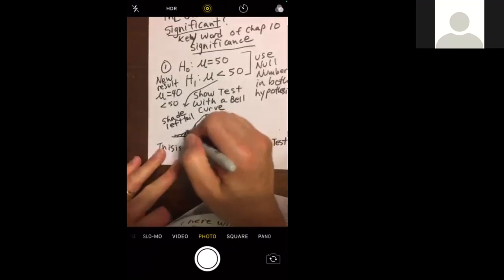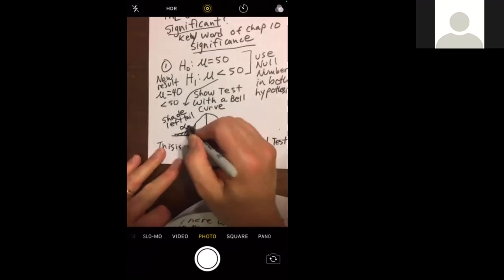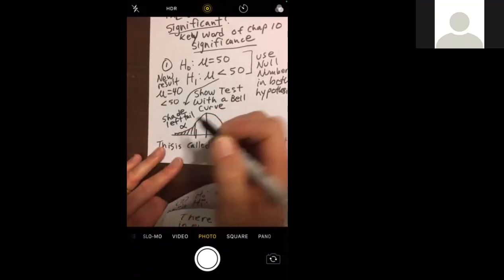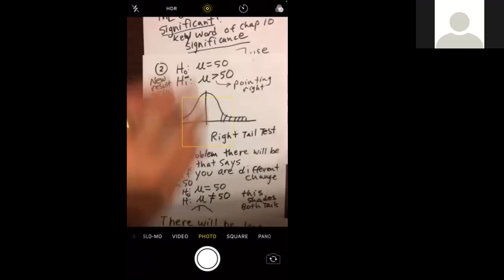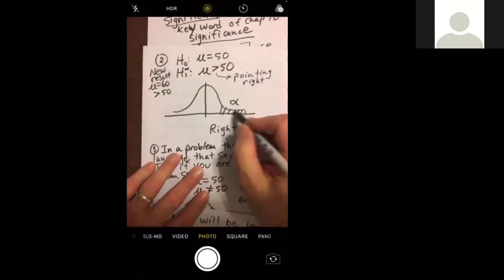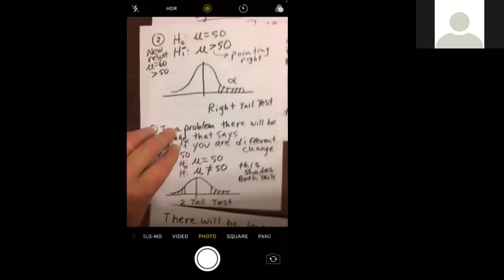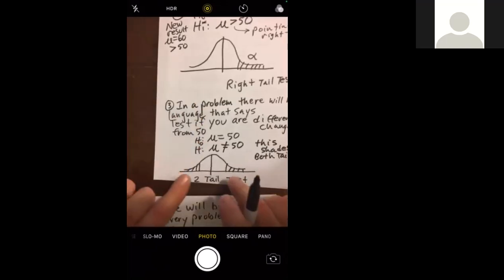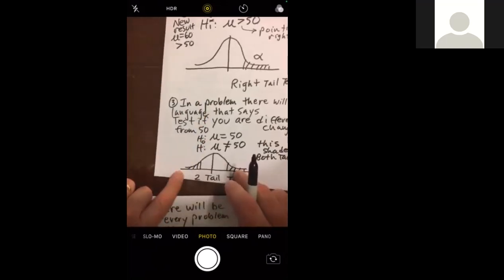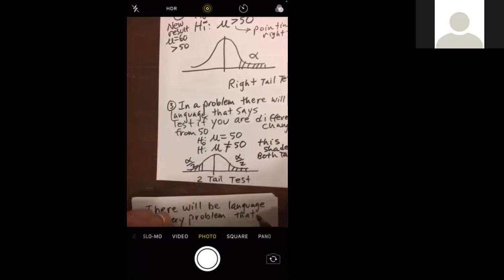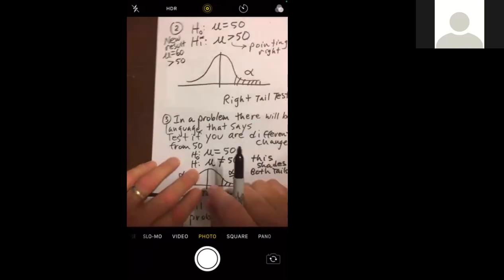This area, if it's a left tail, has a direct alpha value, whether it's 0.1, 0.05, or 0.01, whatever they give you in the problem. That's the direct percentage in that tail. Same thing on a right tail. It's the direct percentage in that tail. But on a two-tail, your percentage is split between both tails. So you've got to divide it by 2. Okay. But only on a two-tail, not on a left or right tail.